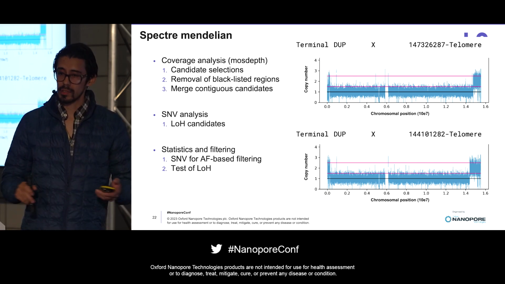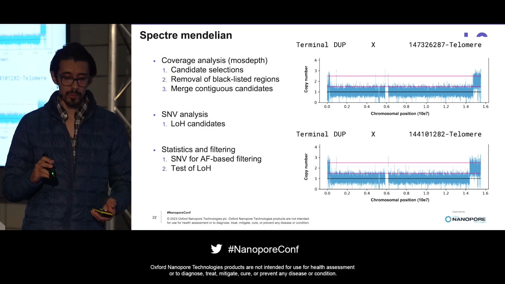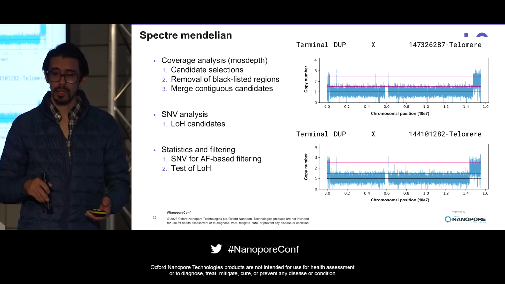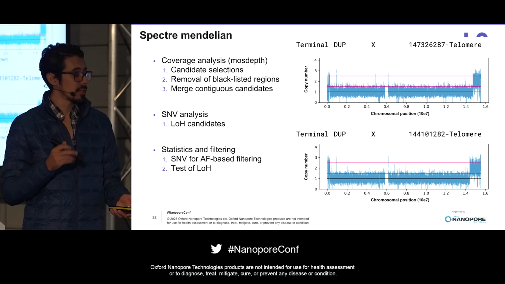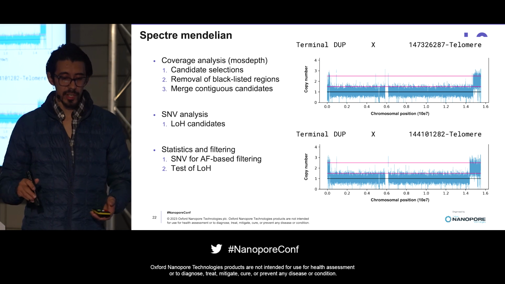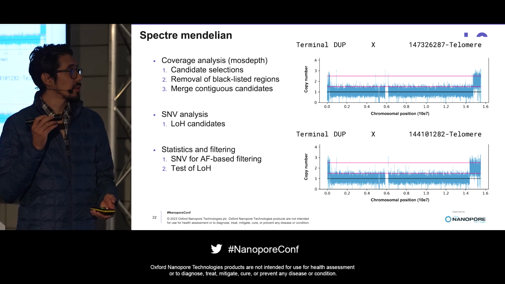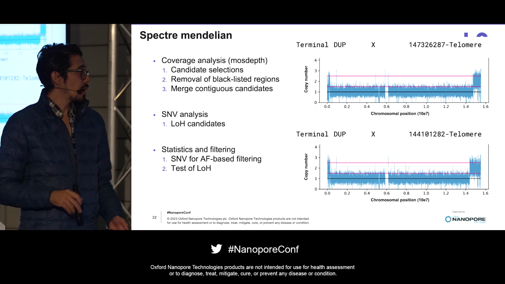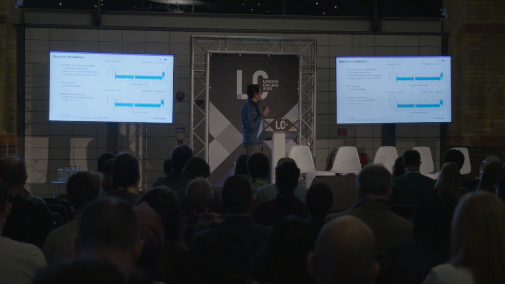So we use Mosdepth to get the coverage. And then we get a candidate selection of copy number variants, and then we remove some regions, like blacklisted regions, centromeric and telomeric regions, or regions that are not present in the reference genome, for example, here using GRCh38. And then we merge contiguous candidates and do some filtering and statistics in order to detect the copy number variants, like here and here. So here, for example, are two males that had a terminal duplication on chromosome X. We are also using SNV data, if available, for quality filtering, and we are testing loss of heterozygosity also.